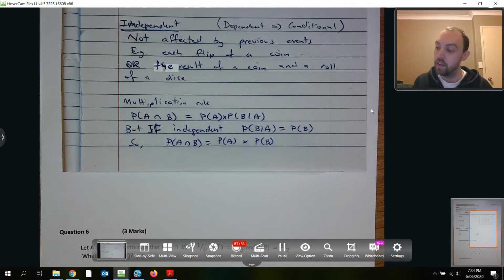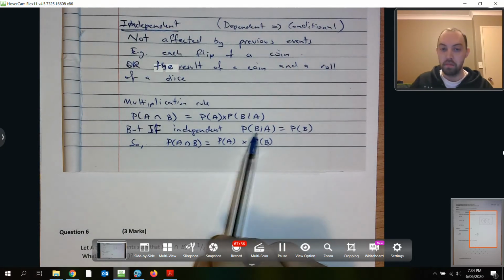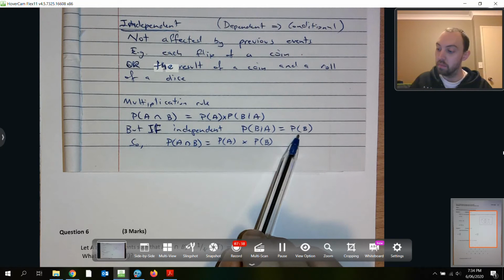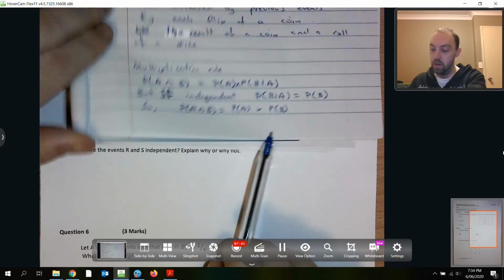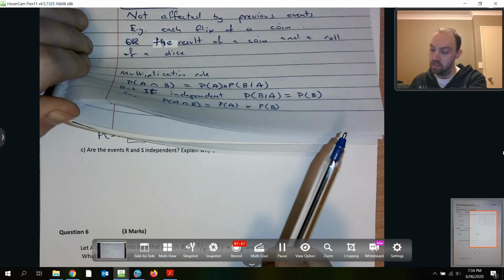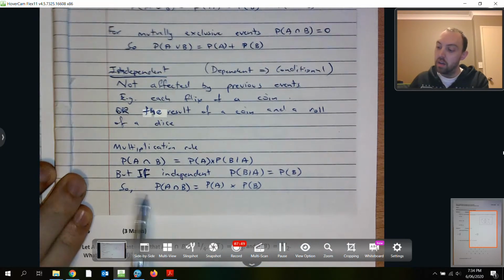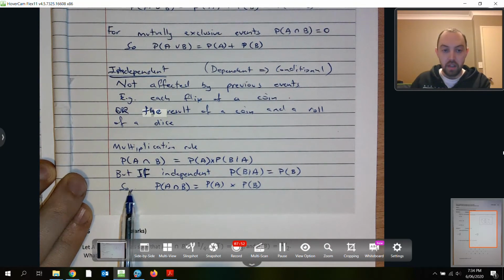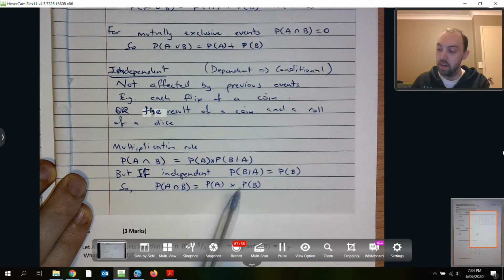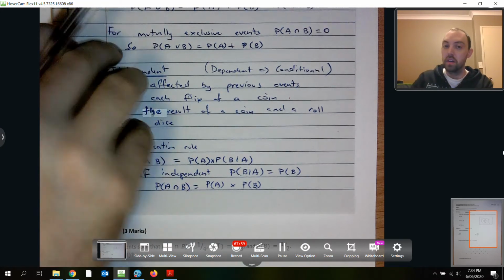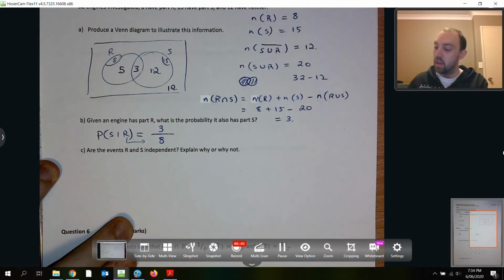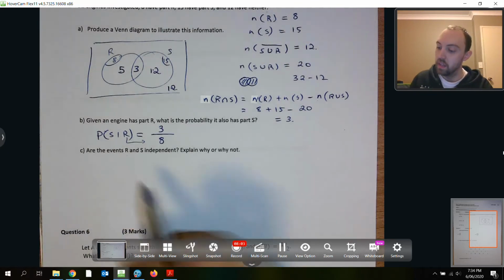But if you have independence, and only for independent events, probability of B given A is still the probability of B. So this is the part that we're going to use for the question that we're doing, part C. Okay, but to finalize what I'm talking about here, probability of A and B for independent events is the probability of A times the probability of B. Okay, we'll come back to that and we'll look at mutually exclusive events a little bit later as well.